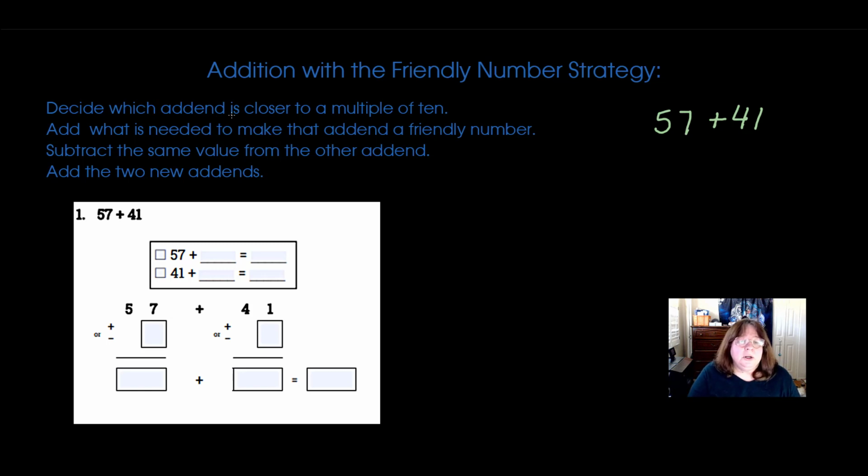We want to decide which addend is closer to a multiple of 10. Now we're using multiples of 10 as our friendly number. Multiples of 10 are 10, 20, 30, 40, 50, 60, 70, 80, 90, or 100. So let's look at each addend and determine how close they are to a multiple of 10. So 57. Well, 57 is between 50 and 60. It's closer to 60 because if I count from 57, 58, 59, 60, I've added 3.